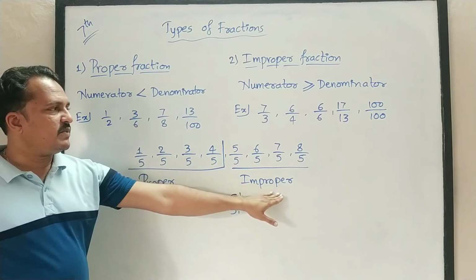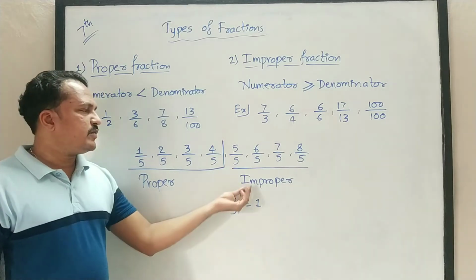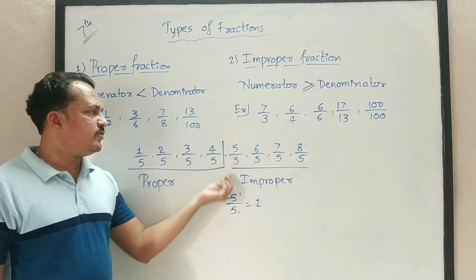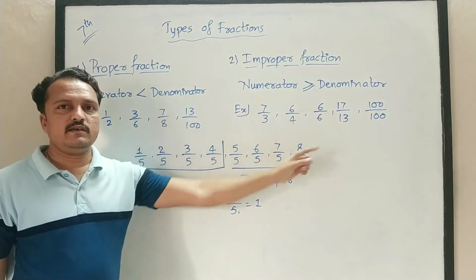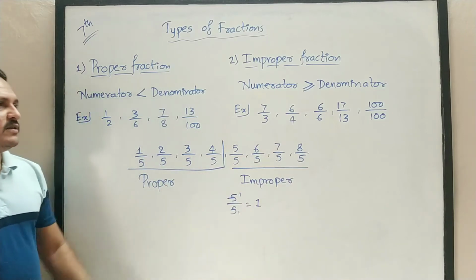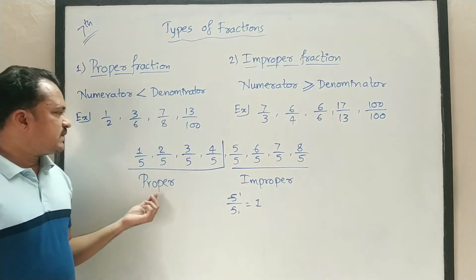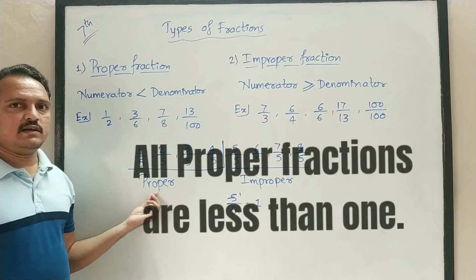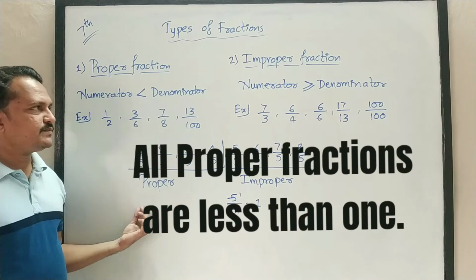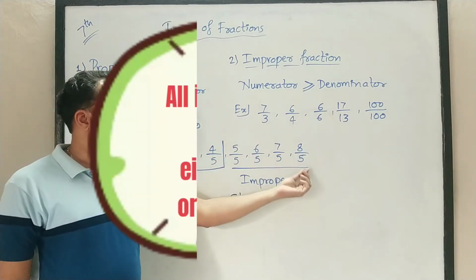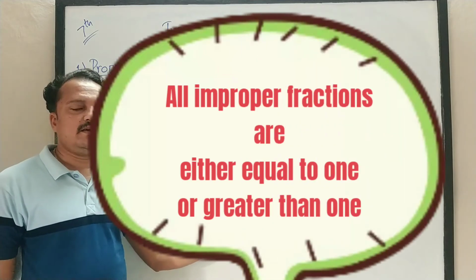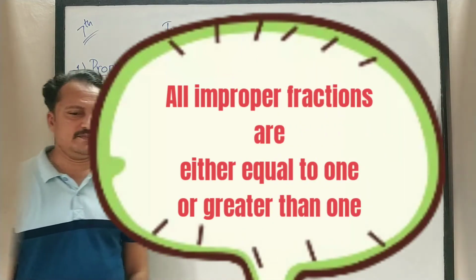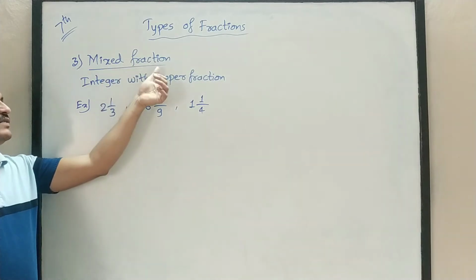And what about improper? It's very simple. Improper fractions are equal to 1 or greater than 1. Okay, write down the two statements here: all the proper fractions are less than 1 and all the improper fractions are either equal to 1 or greater than 1. The third type is a mixed fraction.